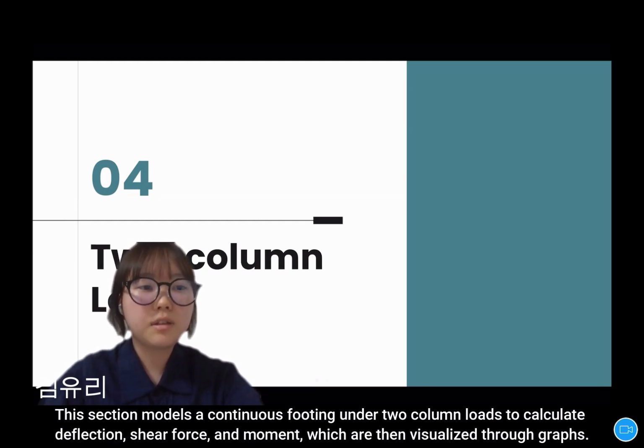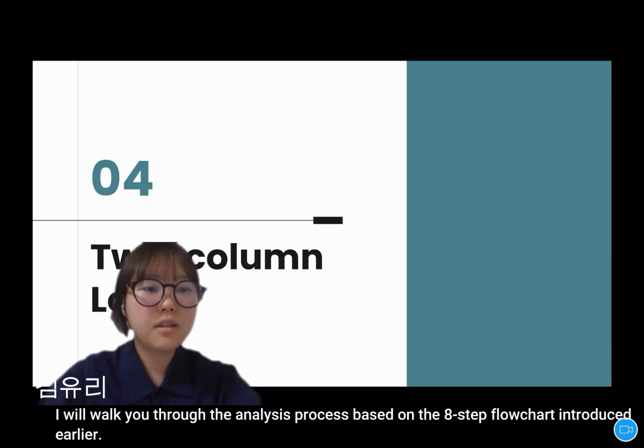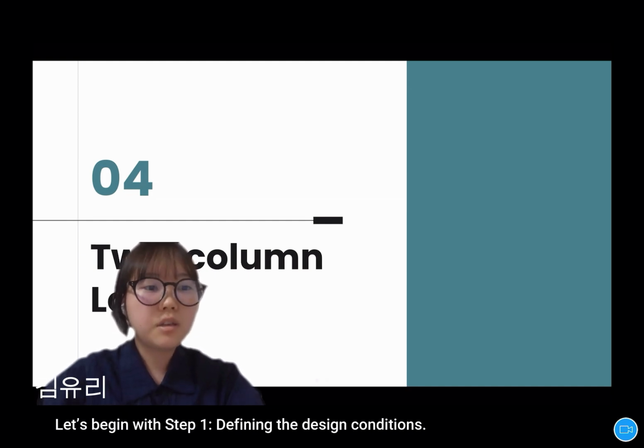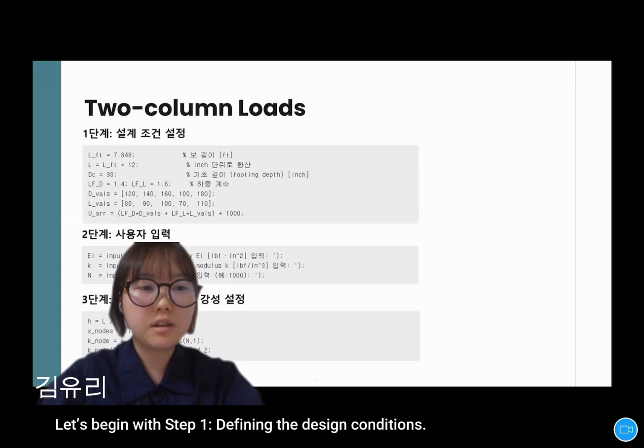This section models a continuous footing under two-column loads to calculate deflection, shear force, and moment, which are then visualized through graphs. I will explain the analysis process based on the 8-step flowchart introduced earlier. Let's begin with step 1, defining the design conditions.